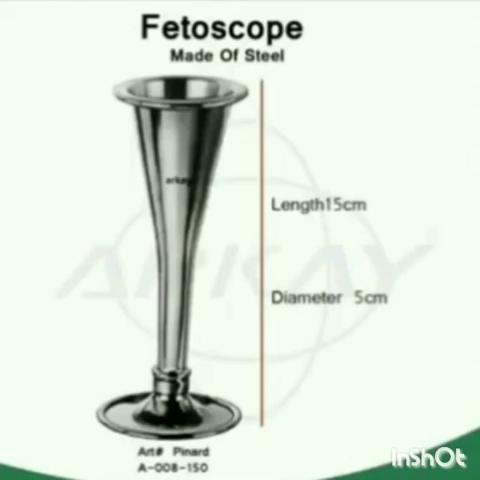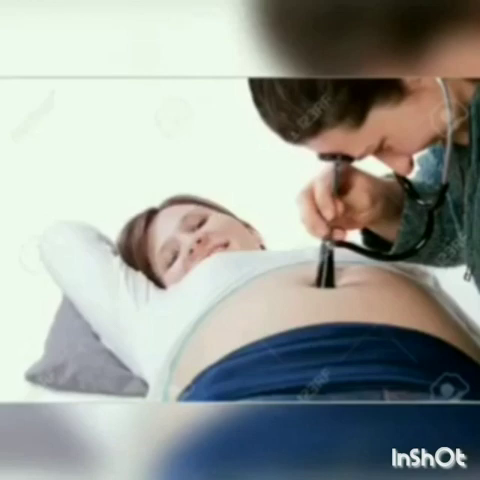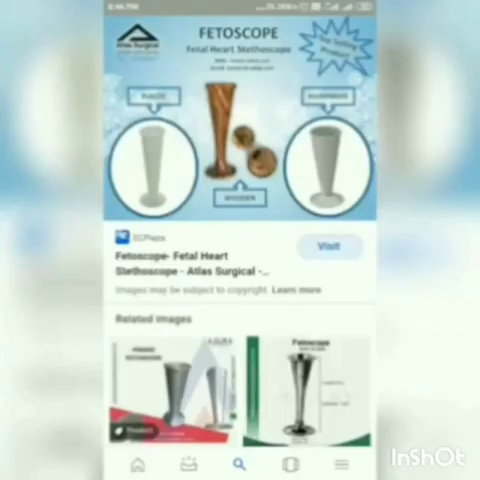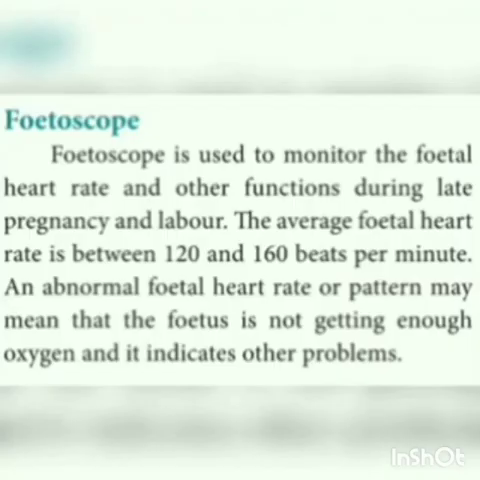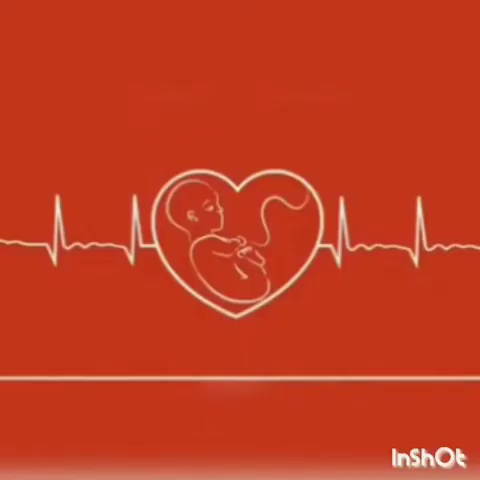Next, we move on to the fetoscope. The fetoscope is used to monitor the fetal heart rate and other functions during late pregnancy and labor. So we can find out the heartbeat of the child with the help of the fetoscope. The average fetal heart rate is between 120 and 160 beats per minute, whereas for a normal adult it is 72 beats per minute. An abnormal fetal heart rate may mean that the fetus is not getting enough oxygen, and it can indicate other problems also.